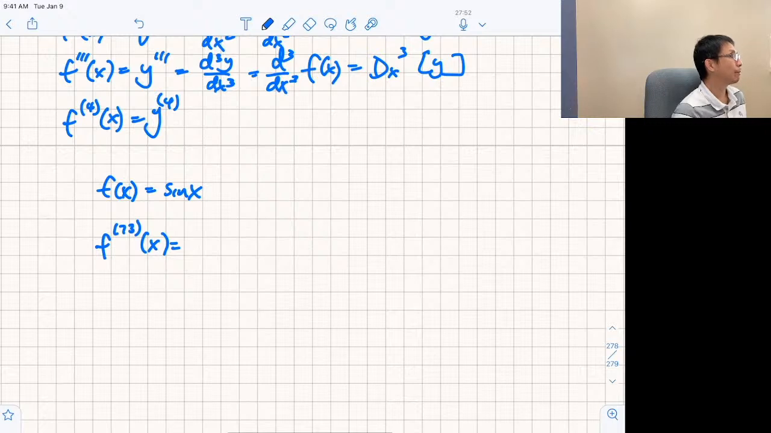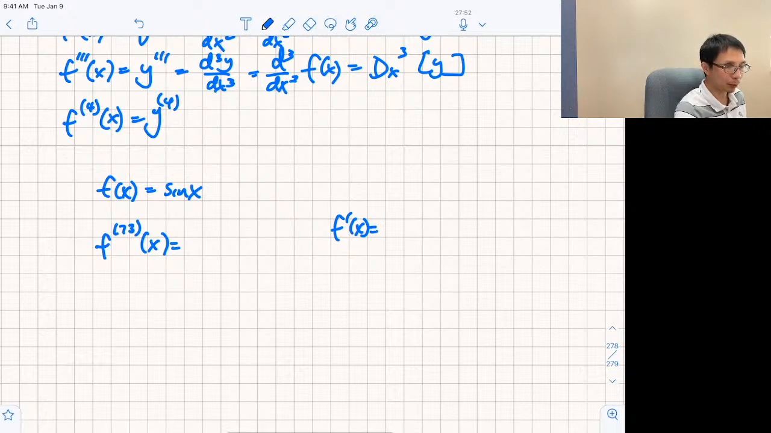I think it repeats in intervals of 4. Very impressive. How do you know that? If you look at it, you start with sine of x, then negative sine, then negative cosine, putting you back to sine.